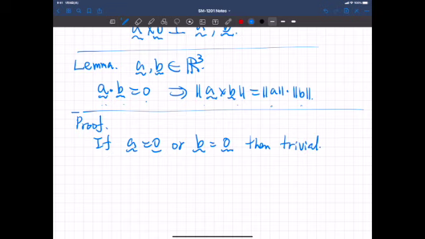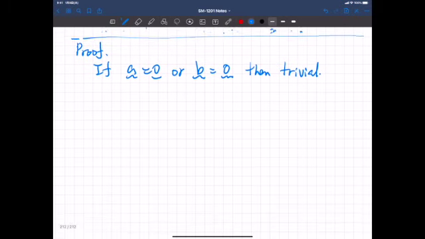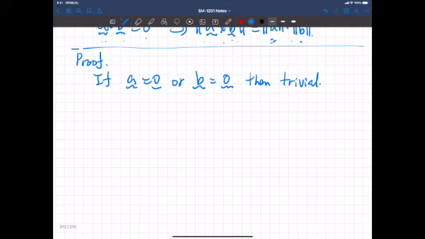Because that means A cross B is 0, and the modulus of A or the modulus of B is 0. So that's 0 equal to 0. So it's trivial, right? Now suppose A, B are both non-zero.